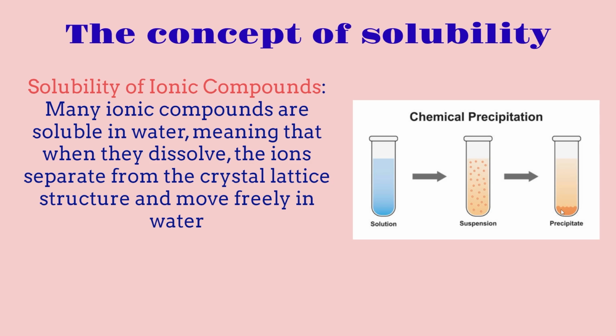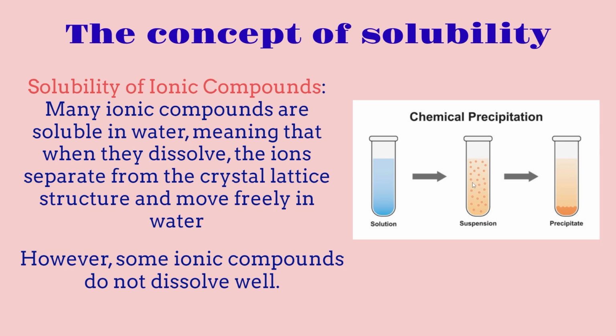But what happens when these ionic compounds get into water and dissolve is that the ions actually separate from the crystal lattice structure, and then they start moving freely in the water. Once they start moving freely, they go into this suspension form. So you can see that they separated from their crystal lattice and now they're moving freely. However, just keep in mind that some ionic compounds do not dissolve well, but in most cases ionic compounds will dissolve well and also form a precipitate.